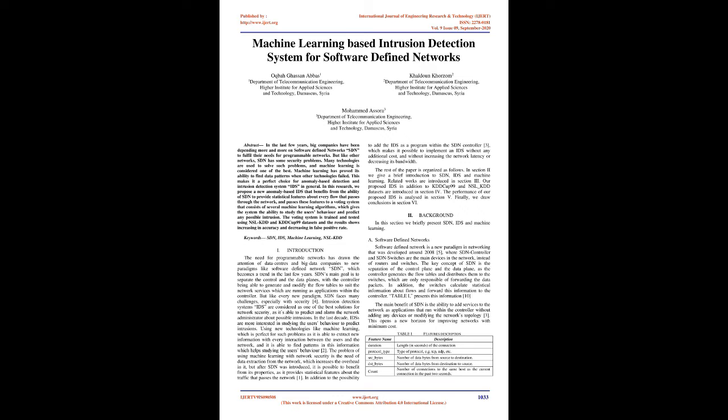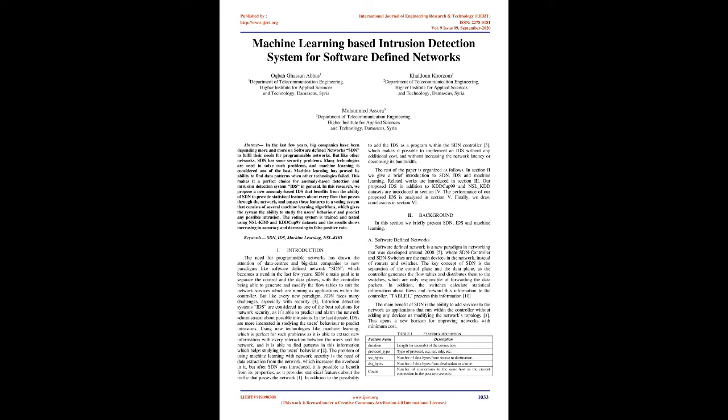Intrusion detection systems (IDS) are considered one of the best solutions for network security, as they are able to predict and alarm the network administrator about possible intrusions. In the last decade, IDSs have become more interested in studying the user's behavior to predict intrusions, using new technologies like machine learning, which is perfect for such problems as it is able to extract new information with every interaction between the users and the network, and it is able to find patterns in this information which helps in studying the user's behavior too.